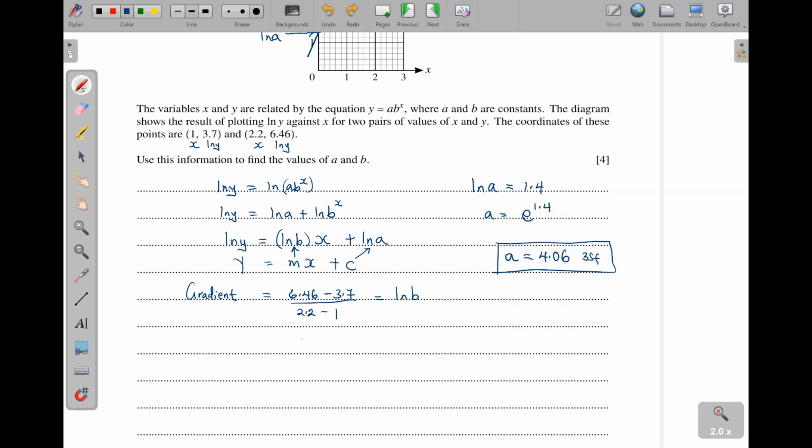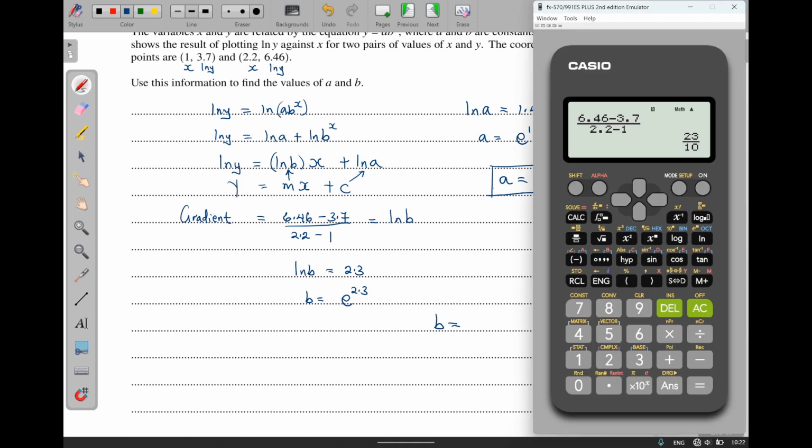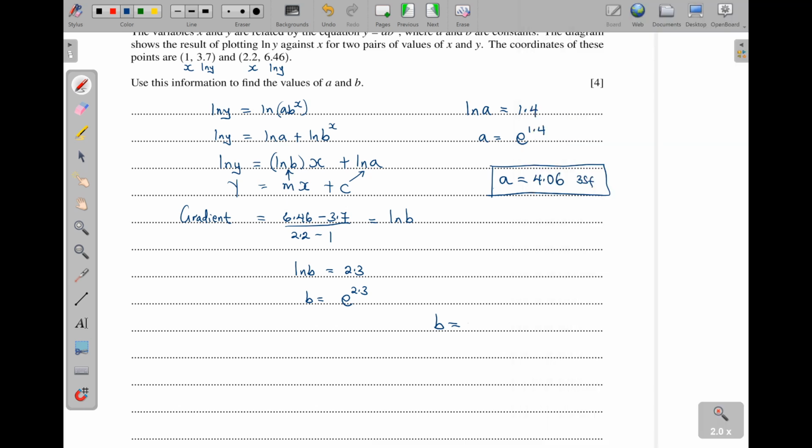So meaning natural log of b is equivalent to 2.3. So to get b from here, it will be e to the power of 2.3. Shift, then e, then power the answer. So that will be 9.97 to 3 significant figures. So that is that.